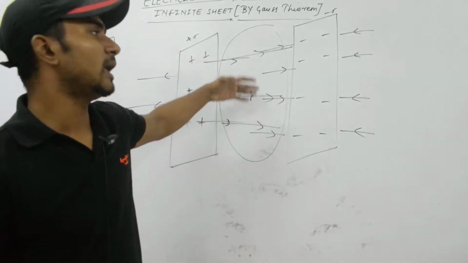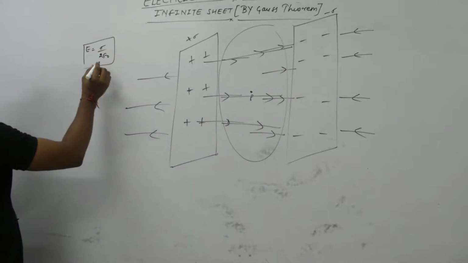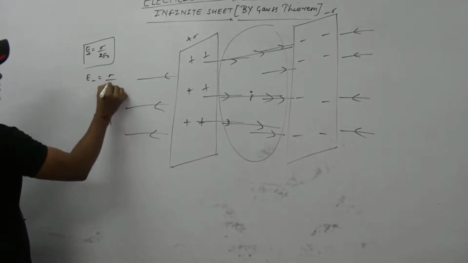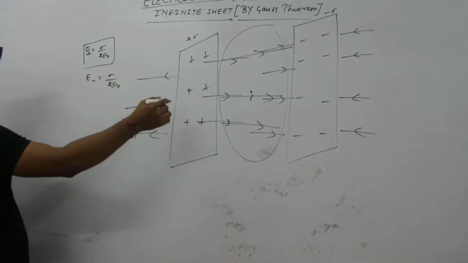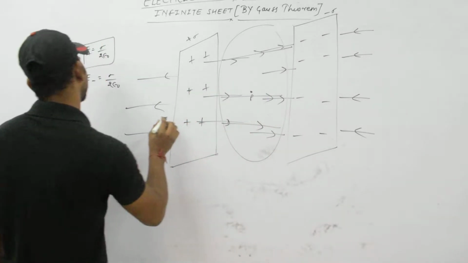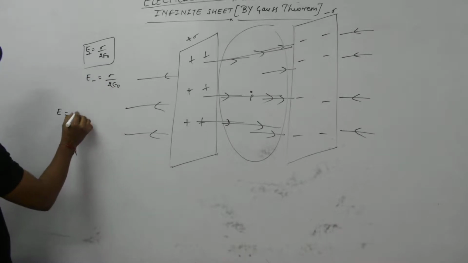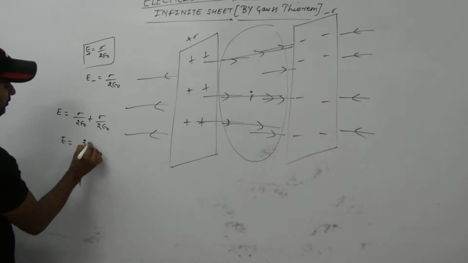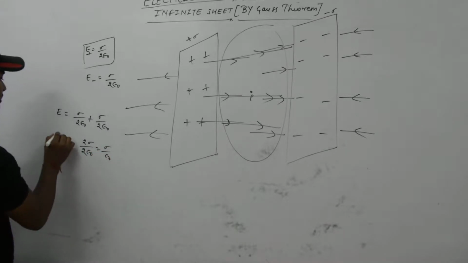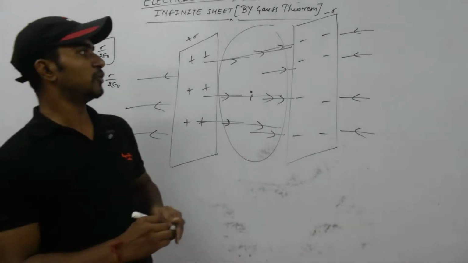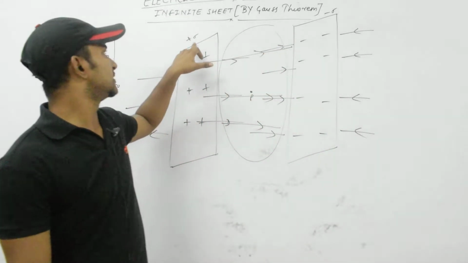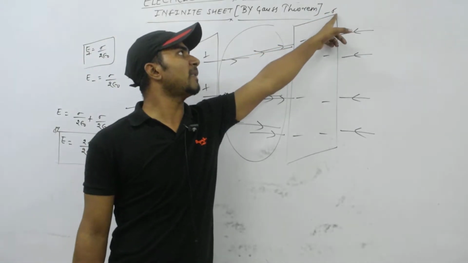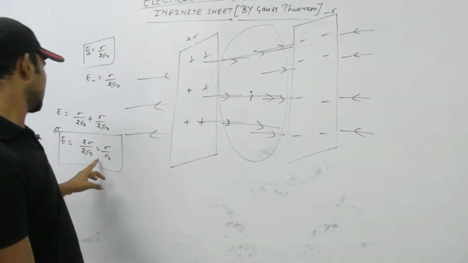It means that we have to simply add both the fields. So due to the positive charge, the field formula is sigma upon 2 epsilon naught, and due to the negative, it is also sigma upon 2 epsilon naught. It is clear from the figure that the field pattern is in the same direction. That's why the total field strength is the sum of these two, sigma upon 2 epsilon naught plus sigma upon 2 epsilon naught, means E is equal to 2 sigma upon 2 epsilon naught, means sigma upon epsilon naught. This is the electric field intensity due to both plates having the same but opposite charge distribution. So when opposite charge distribution of the same magnitude is there, the field strength will be sigma upon epsilon naught.